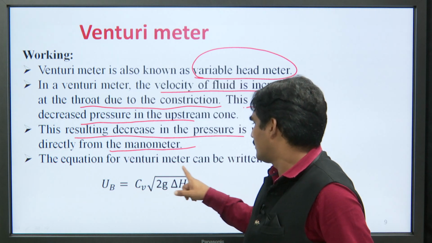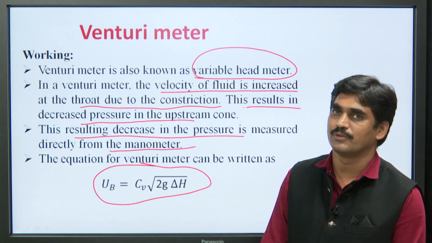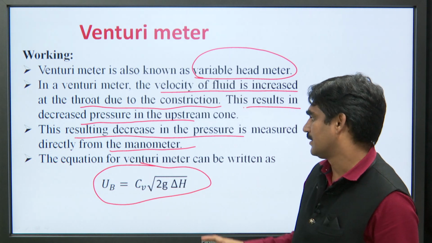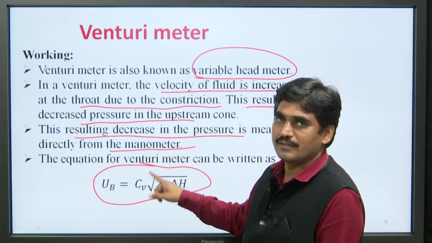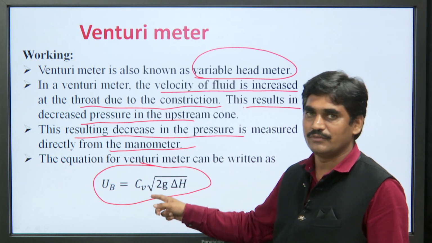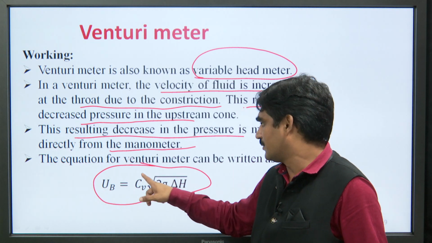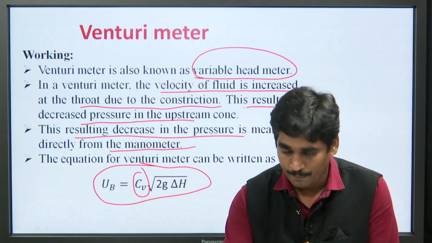The equation for the Venturi meter can be written as u_v equals C_V root over 2 g delta h. In the case of the orifice meter, it was C_O, where O indicates orifice meter, and C is the constant value. Here C_V, where V indicates Venturi meter. So, C_V is the constant for the Venturi meter.